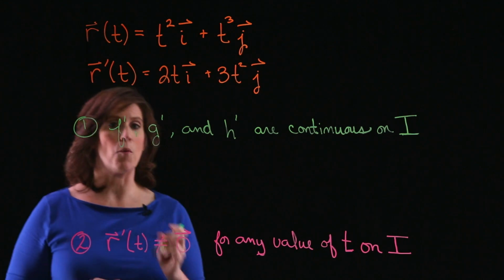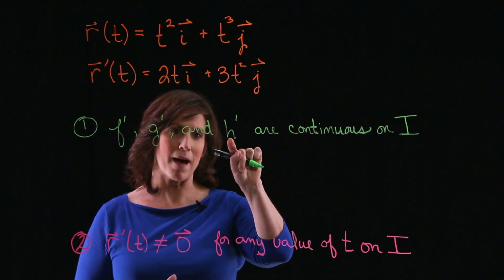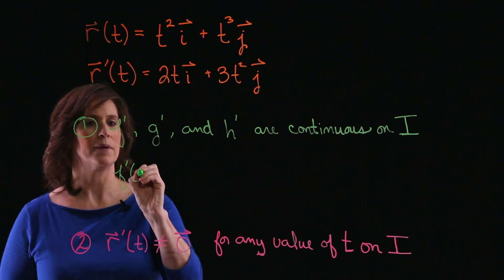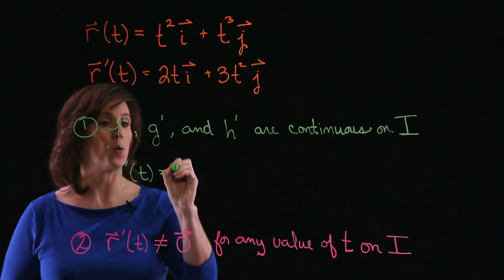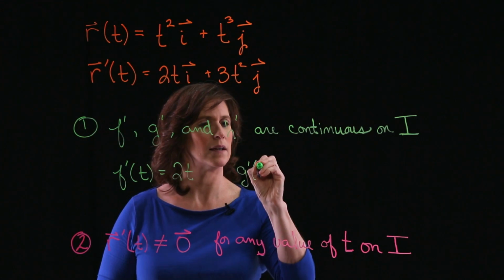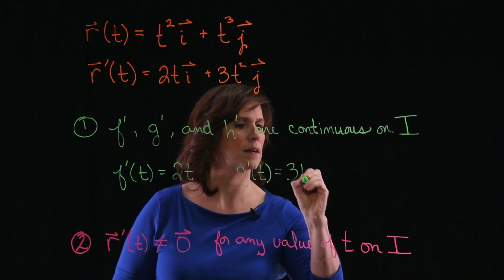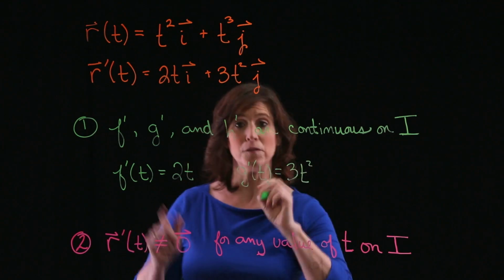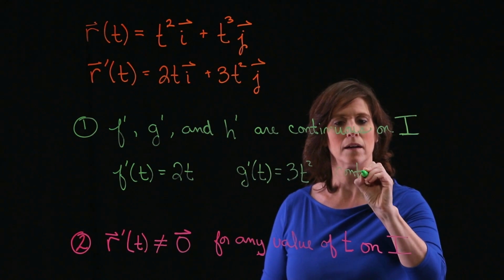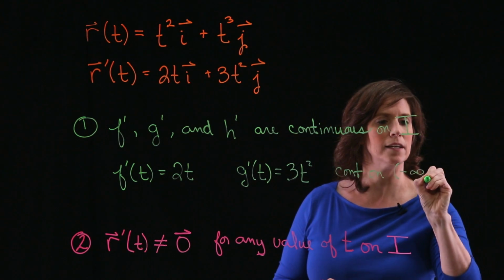All right, so for my first condition, I want to make sure that all of the components are continuous. Now notice I don't have a component for my k vector, so I don't have to worry about this one. So let's take a look at f prime of t, which is going to be 2t. And I'll also consider g prime of t, which is 3t squared. And I notice that both of these functions are continuous everywhere. So continuous on the interval from negative infinity to positive infinity.